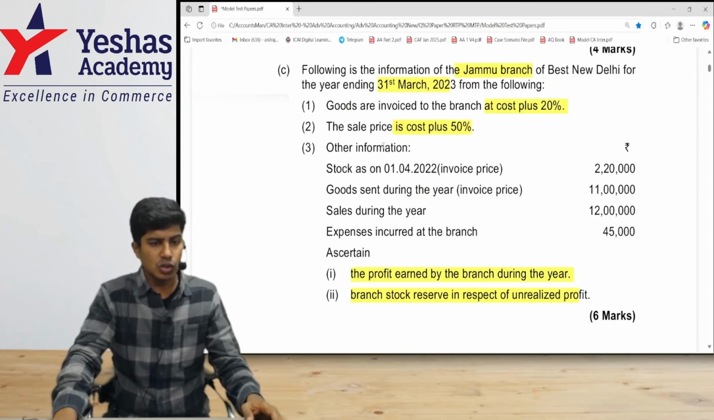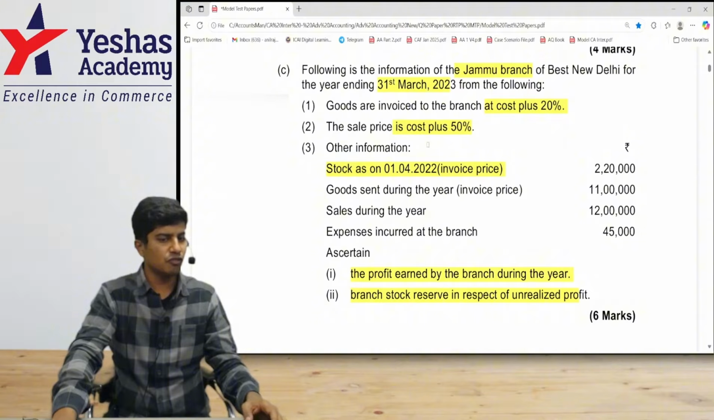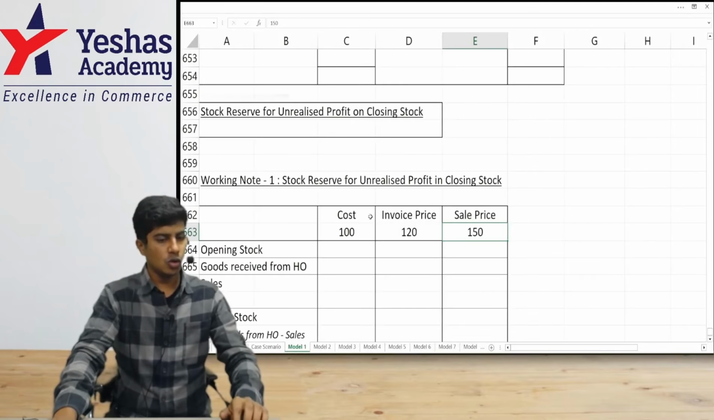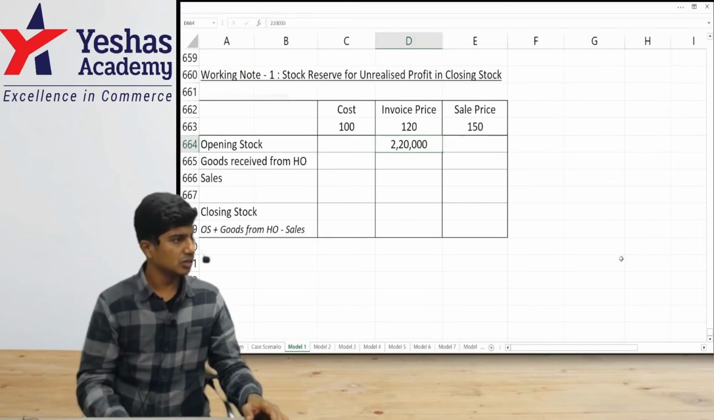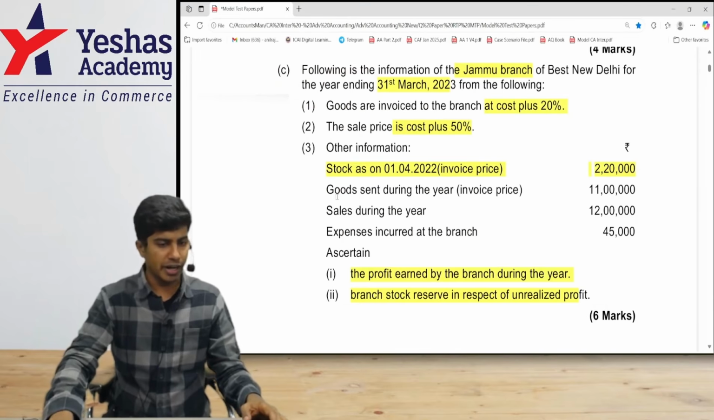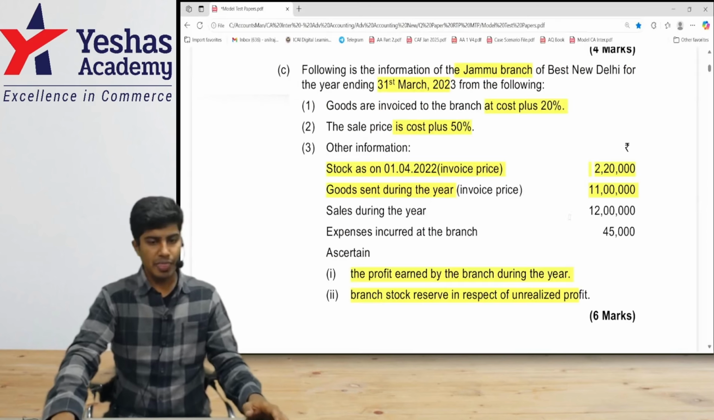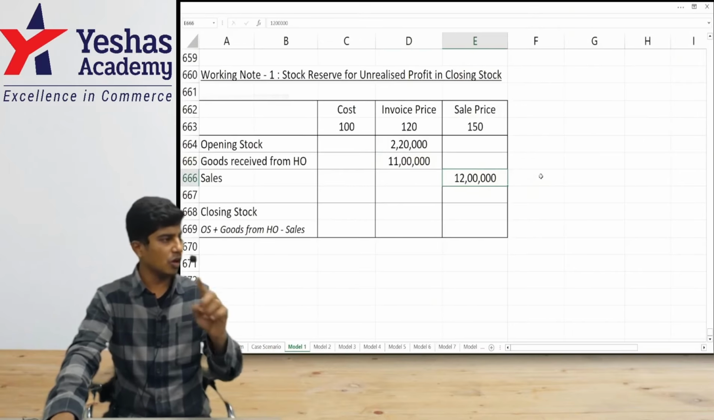Let's begin. So, stock as on 1/4/2022. They've asked us to do on 31st of March 23, so 1/4/22 is opening stock. How much is opening stock? 2 lakh 20. I'll finish my cute working note first and only then put items to my trading and P&L. So opening stock at invoice price is 2 lakh 20. You understood? Very nice. Then we have goods sent to branch at invoice price is 11 lakh. Then they've told sales during the year 12 lakh. This sales 12 lakh is at its selling price. Is at what price?